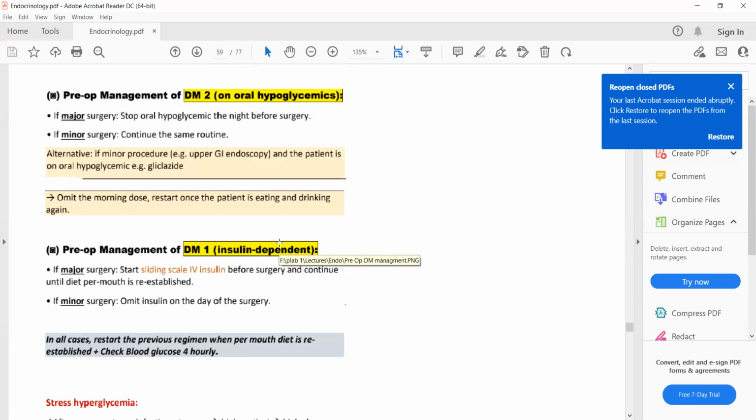And if it's a minor procedure such as endoscopy, then we'll only omit the morning dose and restart once the patient is eating and drinking again. So this was pre-op management of oral hypoglycemics in type 2 diabetics, and now the management of type 1 diabetics.